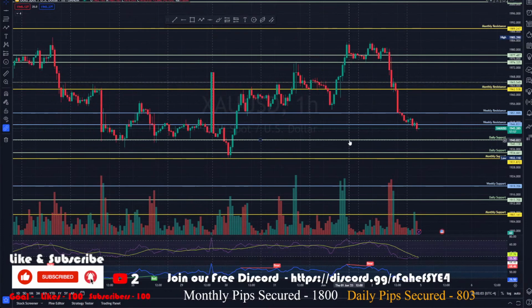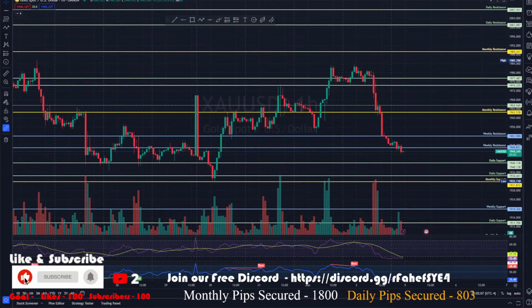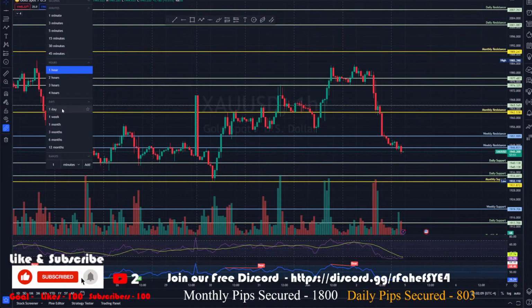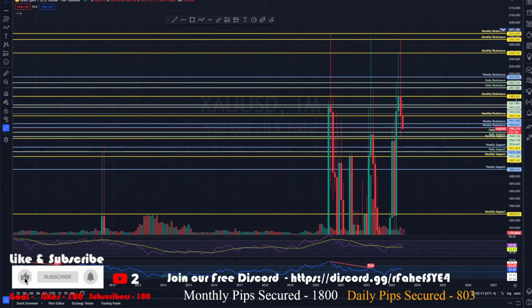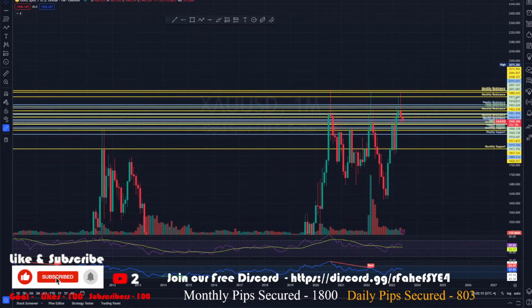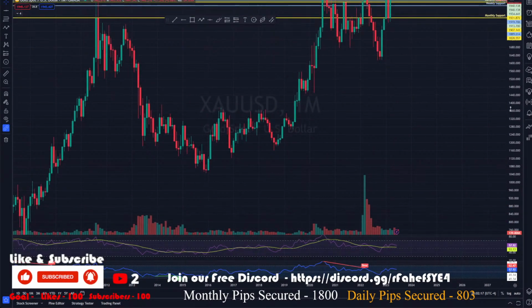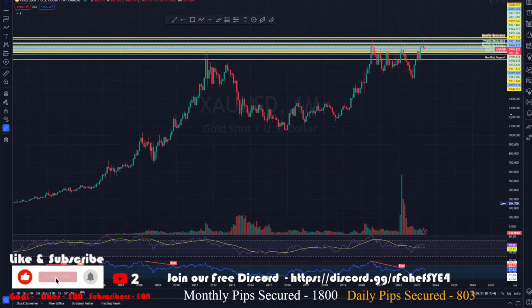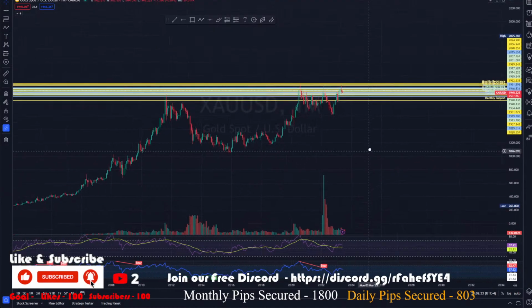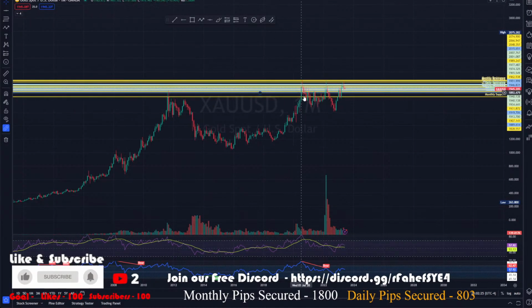So once you have these marked up, you want to look at the trend, the overall trend. Whenever you're taking a trade on any pair, you need to have an overall outlook. What do we see on the overall outlook? Price going up, okay.